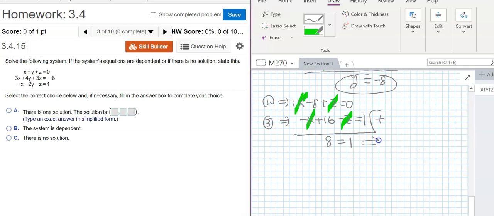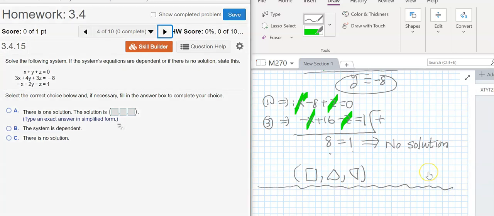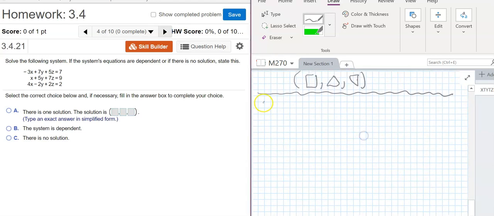When that happens, that means no solution. All the letters disappeared. One number equals some other number, that means the equation has no solution. In other words, it's impossible to find a set of three numbers that satisfies all the equations. Okay, so we have no solution in this question number 3. Let's go to question number 4.